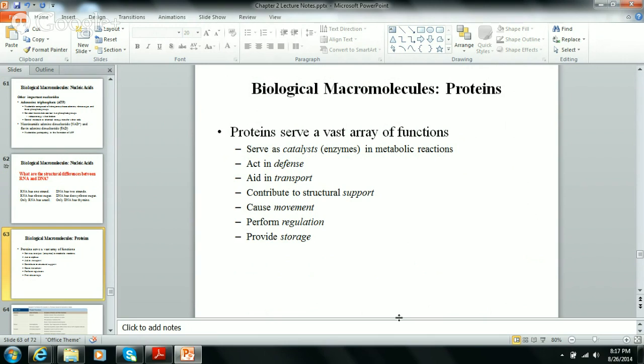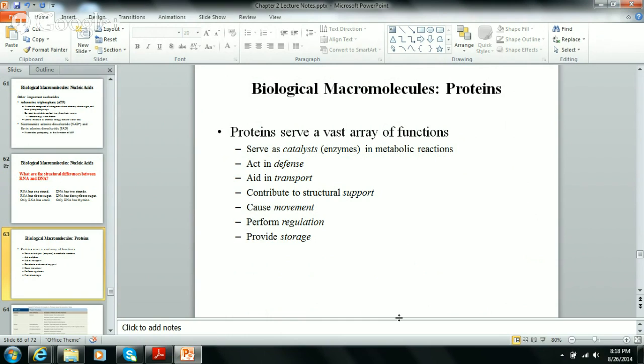It can act as defense because you use proteins to make antibodies to protect your body. It can aid in transport. We make these things called carrier proteins, which are proteins that float around in your blood to help you carry things like iron around in your blood. They contribute to structural support. You use proteins to help you build things like collagen fibers in your skin to help make your skin strong.